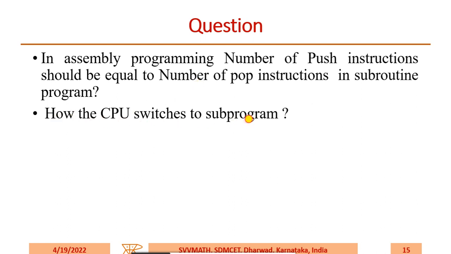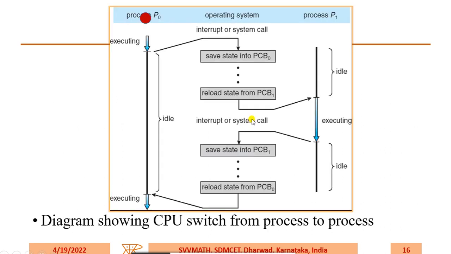How does the CPU switch from one program to another program? Try to understand, it is very simple. In the beginning it is executing P0. How will it switch over to P1, and again how will it come back to P0? So observe carefully. Now P0 is executing and say an interrupt occurs. Then what do I do? I will save the state of process P0 in PCB0, and now I have to switch over to P1. What do I do?